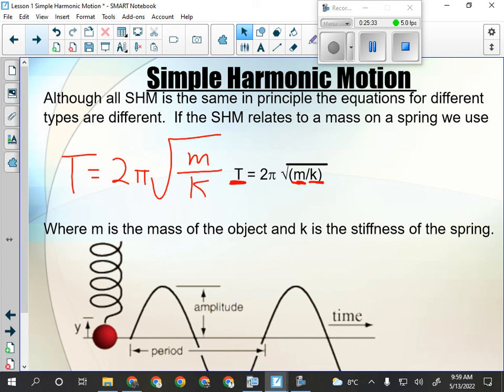Now, if I need to manipulate this formula for any of the things that are under the root, what am I going to have to do to everything in it? Square. Yep. Okay, so just keep that in mind. It's a little bit of algebra stuff. Okay, we'll have to do that.